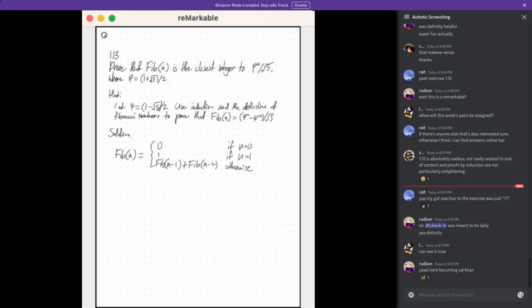So we can sort of trivially see for n equals 0, right? Fibonacci of 0 is going to equal 0, which equals, if we plug this into our formula here, phi to the n over square root of 5, or excuse me, phi to the 0, which equals 1 over radical 5.